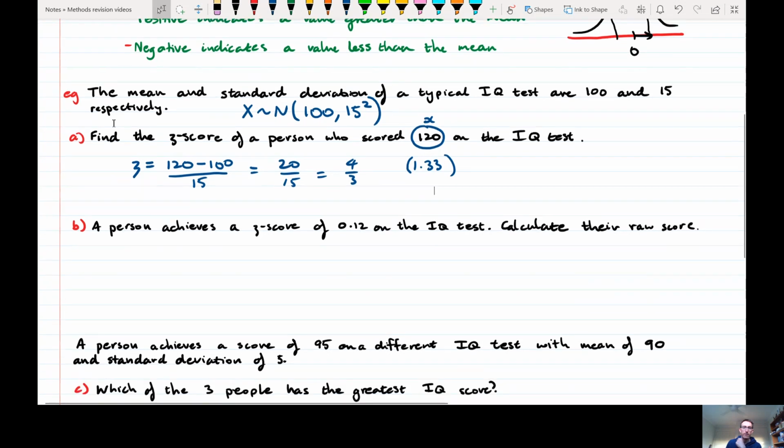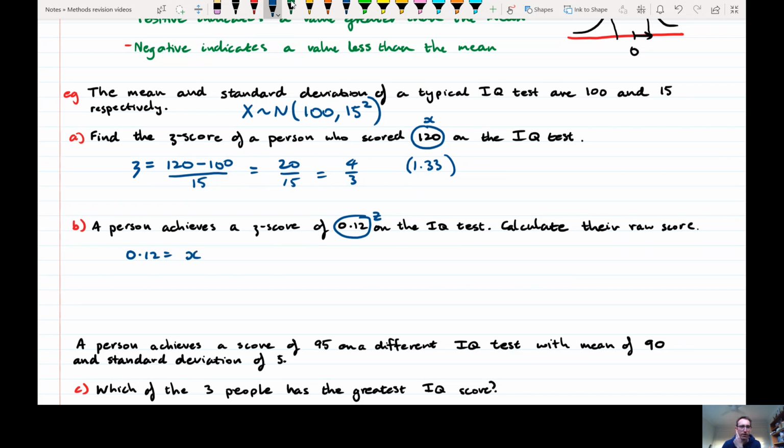Part B, a person achieves a z-score of 0.12 on the IQ test. Calculate their raw score. Okay, so 0.12 is our z value. We are now being asked to find the x value. So let's do that. The z value is 0.12.